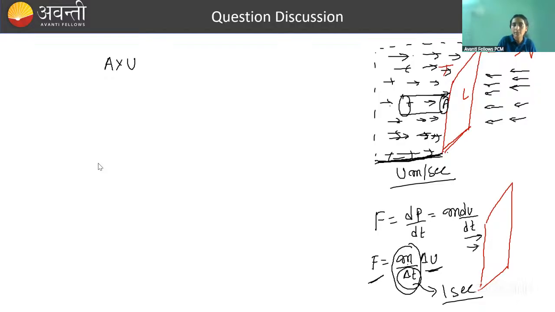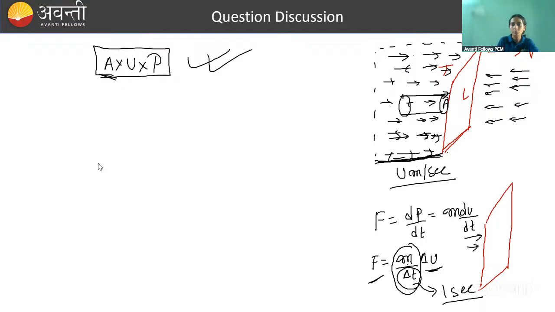And how much mass is there? A into u into rho. So we can say that this much mass is flowing. ठीक है? This we can write, right? This much mass is hitting the wall of this plate per unit time. A u into rho. ठीक है? Rho A u. Is it clear? इसके बाद we will go with solving the question.